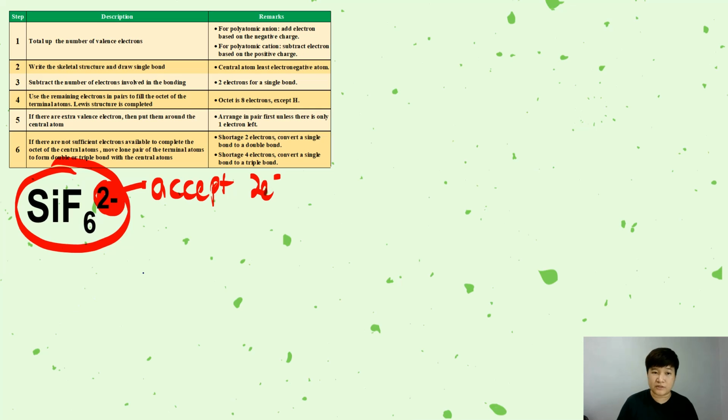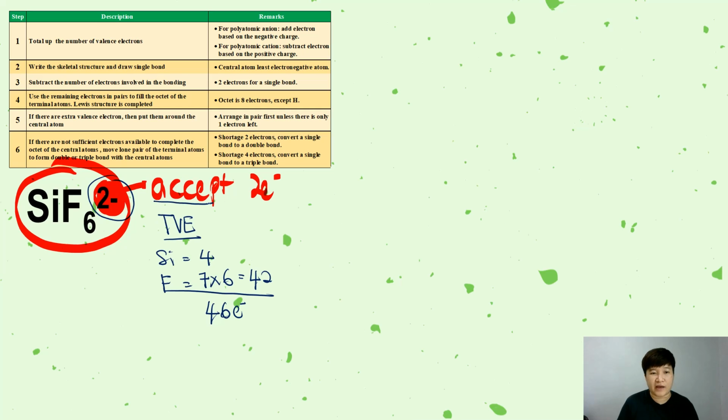So let's count our total valence electrons. Silicon is in group 14, so we have 4. Fluorine is in group 17, so you have 7 valence electrons times 6. 7 times 6 is 42, plus 4. You have 46 electrons. But you have a charge, guys. The charge is 2-. It becomes negative because we accept electrons. So the charge 2- gives you plus 2 electrons because you accepted 2 electrons to become 2-. Therefore, the total number of electrons that you have is 48.